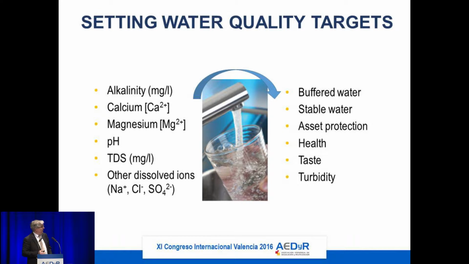So why do we then need all of them? Because we need to create a final water quality that needs to be stable, buffered, and needs to protect the asset, which is in some countries one of the biggest issues. They build desalination plants, but they don't really do the right thing to protect the infrastructure.